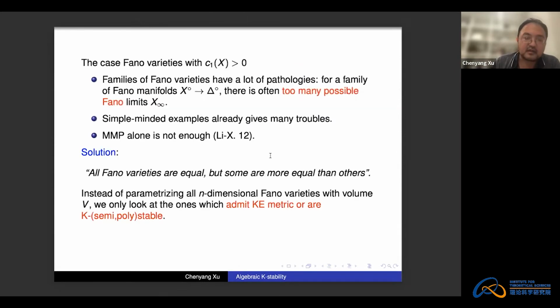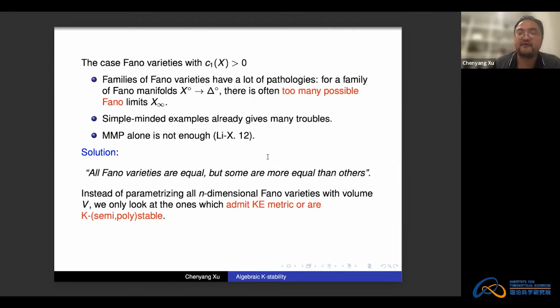But now we are interested in the opposite case, which is the case of Fano. So historically, if 10 years ago you asked most of our geometers, they would say there was no moduli theory for Fano varieties, and no hope to give a moduli theory for Fano varieties, because historically there were just too many pathologies for a family of Fano varieties. So, for instance, if you have a Fano manifold over a punctured family, there are often too many possible limits, no matter what kind of condition you put.